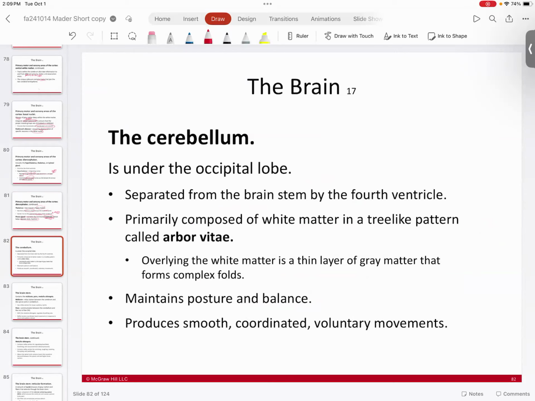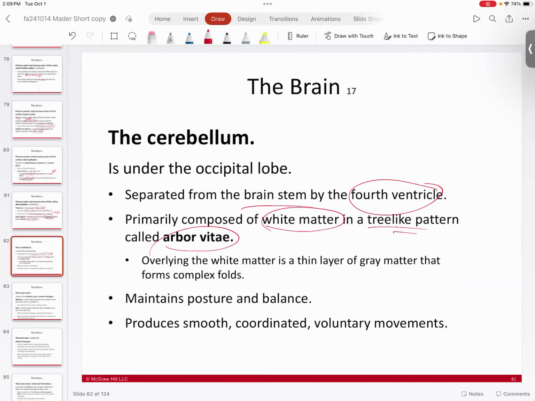The cerebellum is underneath the occipital lobe, separated from the brainstem by the fourth ventricle. So the fourth ventricle is smashed between the cerebellum and the brainstem. And it's mostly white matter in a tree-like pattern called the arborvitae. It actually looks like a tree. That's what we call it.